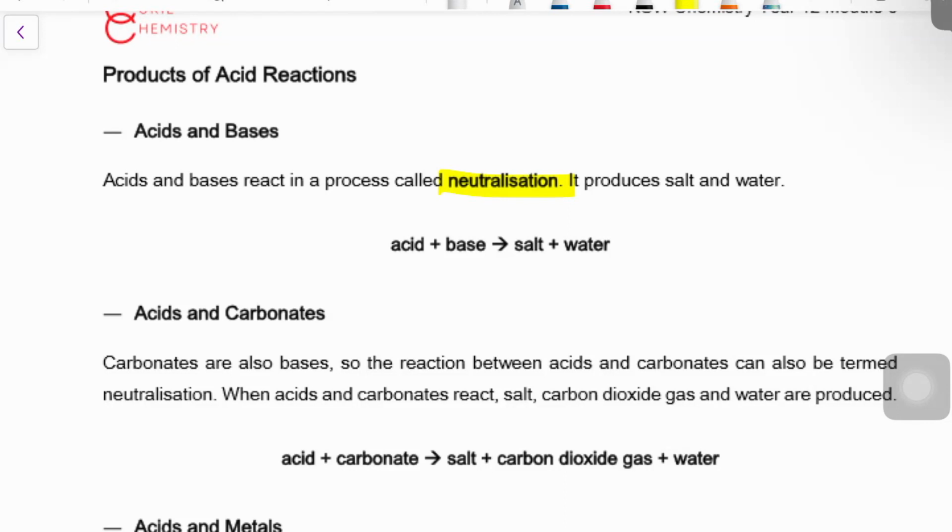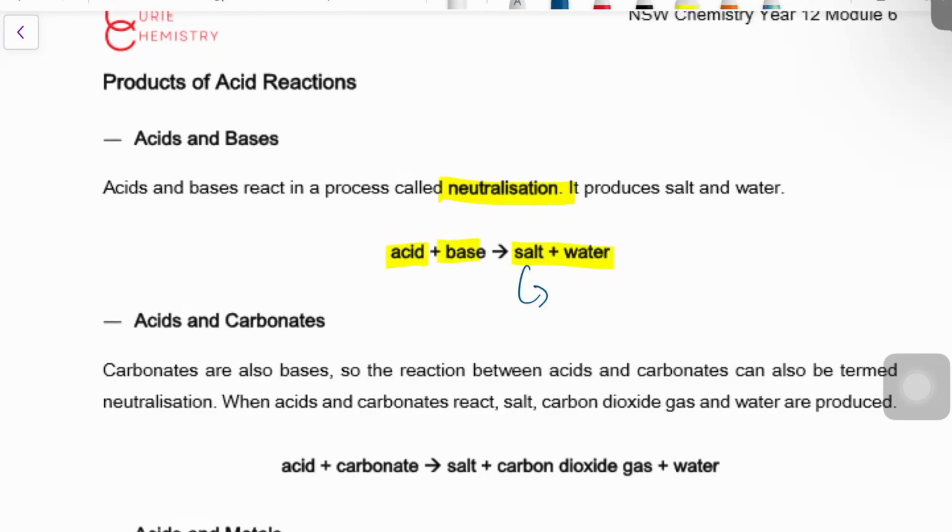The reaction between acids and bases is called neutralization. When you react an acid with a base, it turns into a salt and water. Salt is just the more colloquial, or more common, name for an ionic compound. So a salt is an ionic compound.